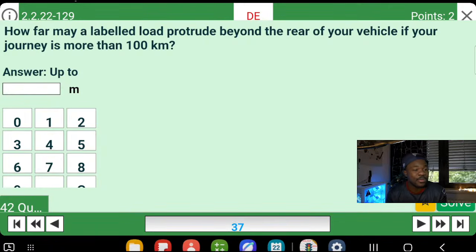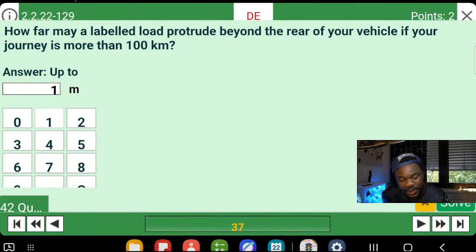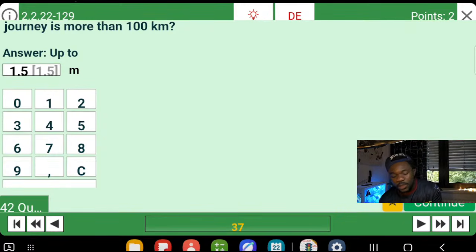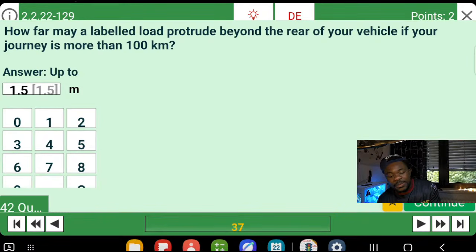How far may a labeled load proceed beyond the rear of your vehicle if your journey is more than... So if you look at this part, talking about your journey being more than 100 kilometers, they are just trying to trick you. A labeled load is allowed to go up to 1.5 meters. Whether your journey is 5 meters or 2 meters, it doesn't really matter. That additional line about your journey being more than 100 kilometers is trying to trick you. It doesn't matter how far your journey is.